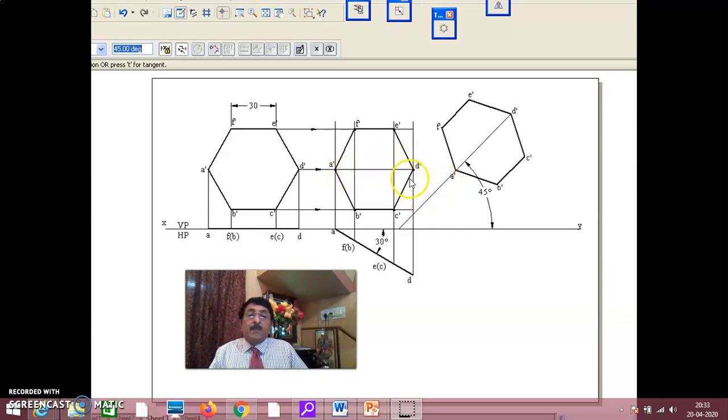That is why the problem I have done is that A dash D dash is the front view of the diagonal containing the corner in VP.